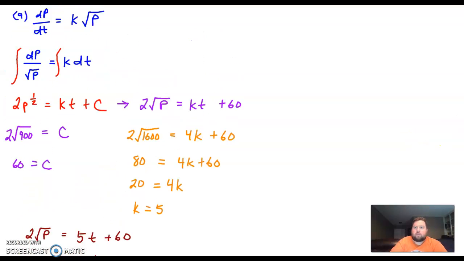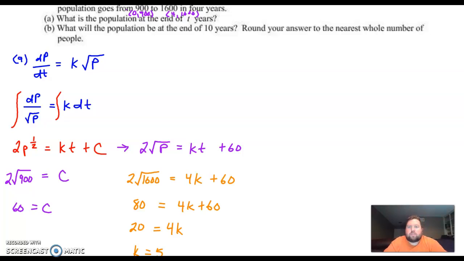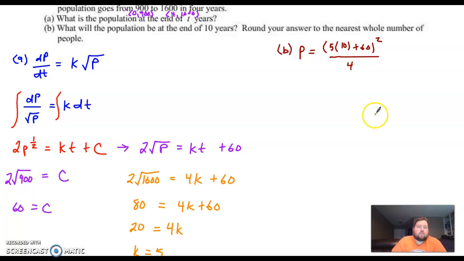All right, so let's see what they want on part B. What will the population be at the end of 10 years? So that's plugging in 10 for t. Round your answer to the nearest whole number. I'm just going to do it right over here. So P equals (5 times 10 plus 60) squared all over 4. We could plug this in the calculator, but let's see what we can do here. That's 50 plus 60, so that's 110 squared over 4. So we need to do 110 times 110.